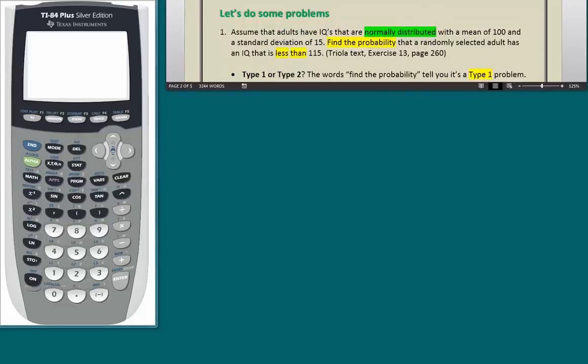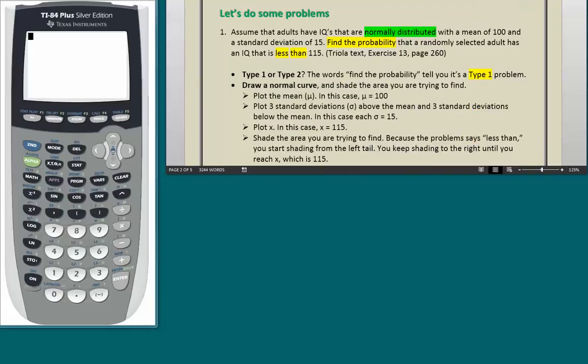So how are we going to address this problem? The first thing we need to know is, is it type 1 or type 2? And we've already covered that. These words, find the probability, tell you that it's a type 1 problem. The next thing we want to do is draw a picture. It says here, this second bullet, draw a normal curve and shade the area you are trying to find.